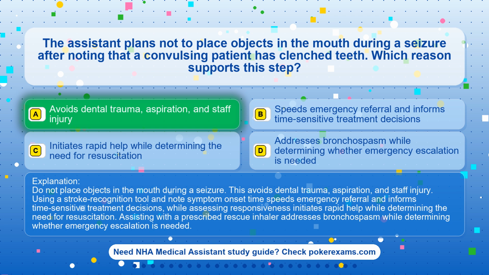Using a stroke-recognition tool and noting symptom onset time speeds emergency referral and informs time-sensitive treatment decisions, while assessing responsiveness initiates rapid help while determining the need for resuscitation. Assisting with a prescribed rescue inhaler addresses bronchospasm while determining whether emergency escalation is needed.